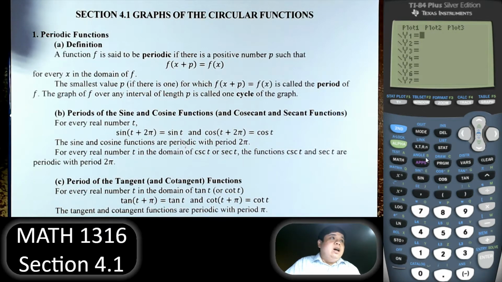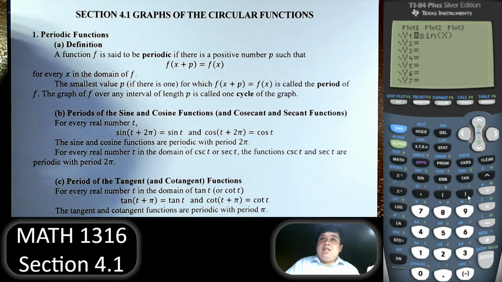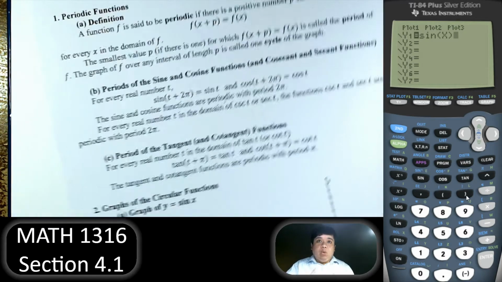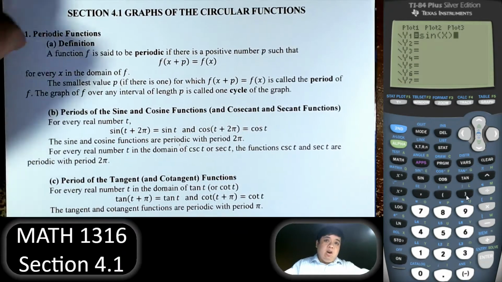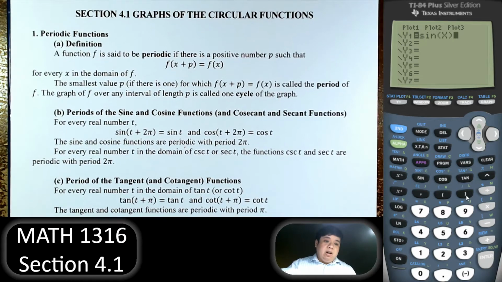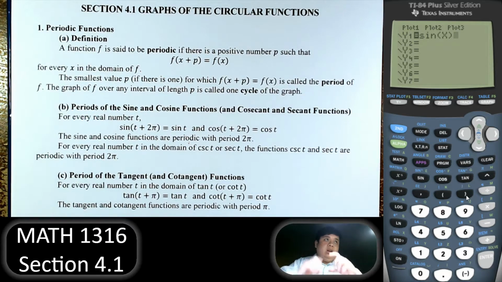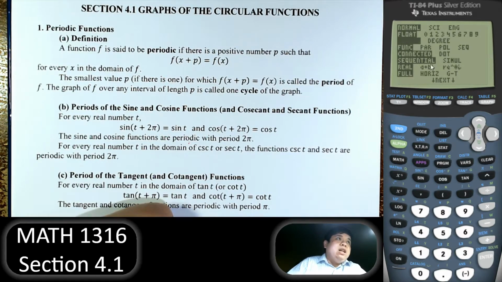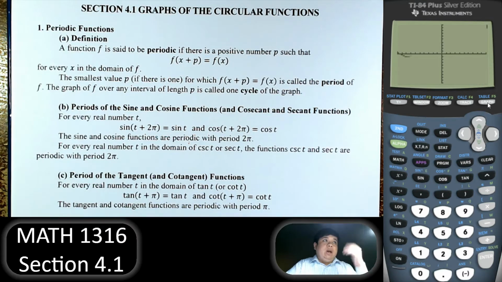This is clear. y equals sine x. Before we graph it, make sure that it is in radian mode, because for the circular function, we define the trig function on the arc length. So hit mode and make sure that it is in radian, and then we have the graph. So the graph of sine is like that.